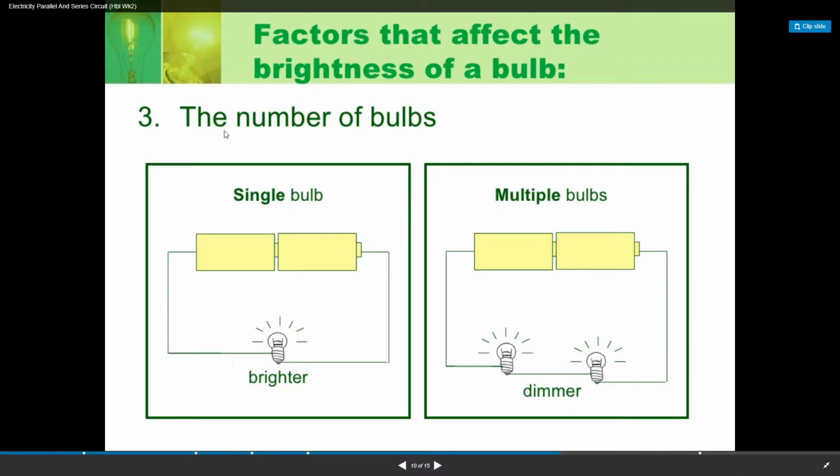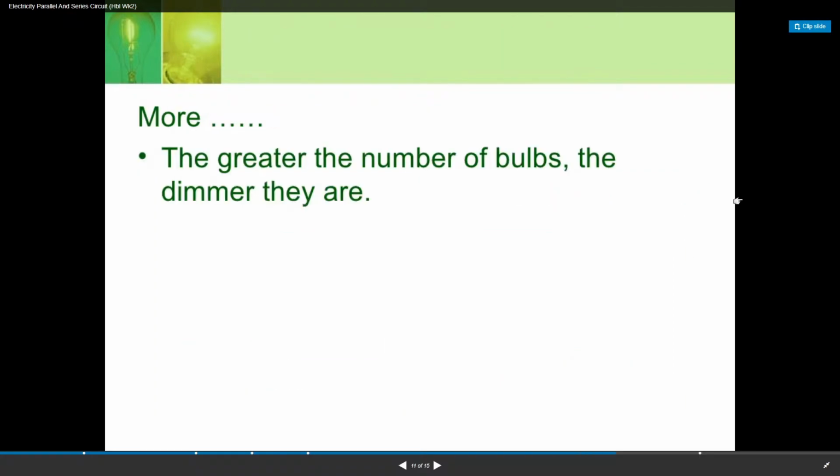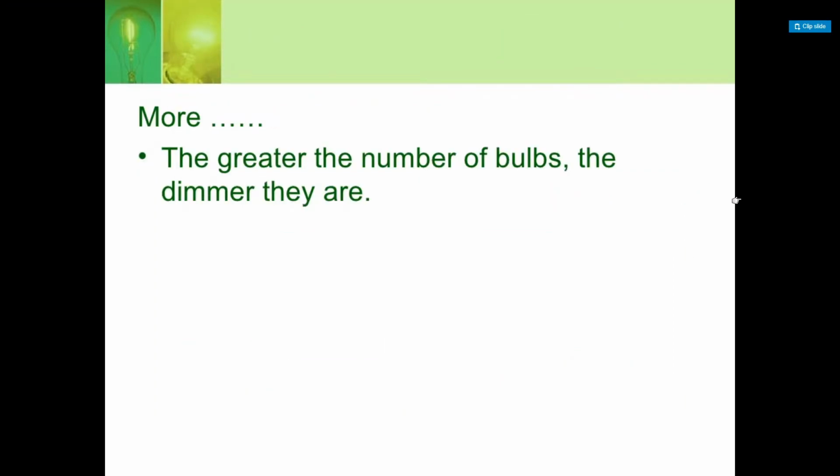So here I have things that affect the brightness of a light bulb. I have 2 batteries in a single circuit, and it's going to make this light bulb brighter. But if I have multiple bulbs, the same amount of voltage, which we said 1.5 plus 1.5, is going to flow out the negative side and have to power these 2 bulbs, which is going to make these 2 dimmer because the voltage is being broken up between the 2 bulbs in the circuit. The greater the number of bulbs, the dimmer they are.